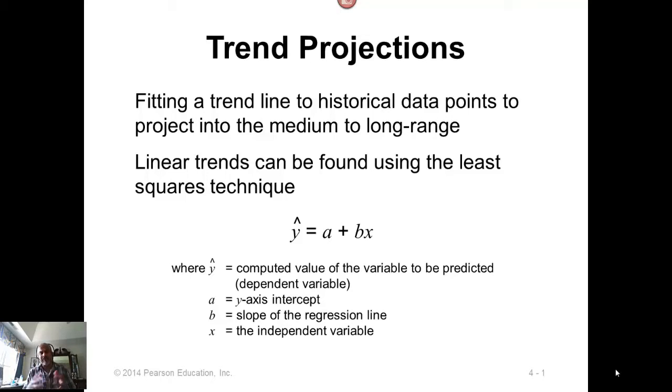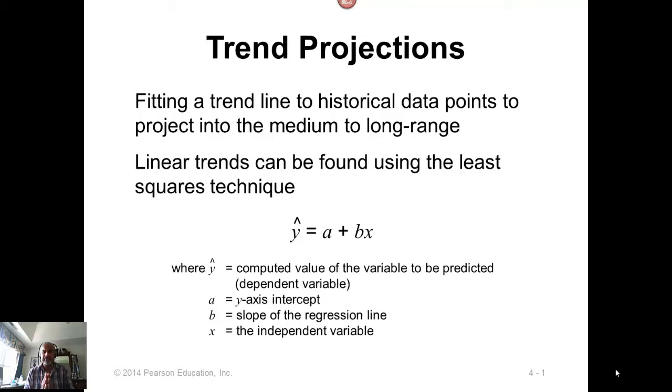Then there are several methods that can handle trend. Your textbook discusses two of them. One is exponential smoothing adjusted for trend, and then trend projections. Now I'm not going to discuss the exponential smoothing model. We'll only talk about trend projection. So we'll skip that part.